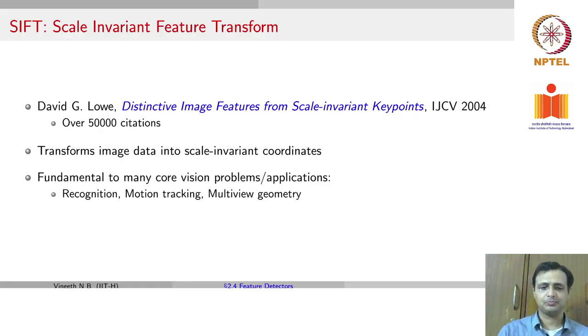SIFT is fundamental to many core vision problems and applications, including recognition, motion tracking, multi-view geometry, and so on and so forth. For many years, until deep learning became popular, SIFT was extensively used for simple object recognition in images.